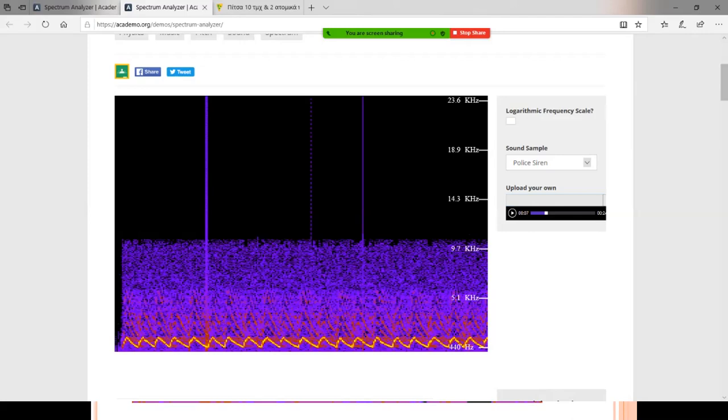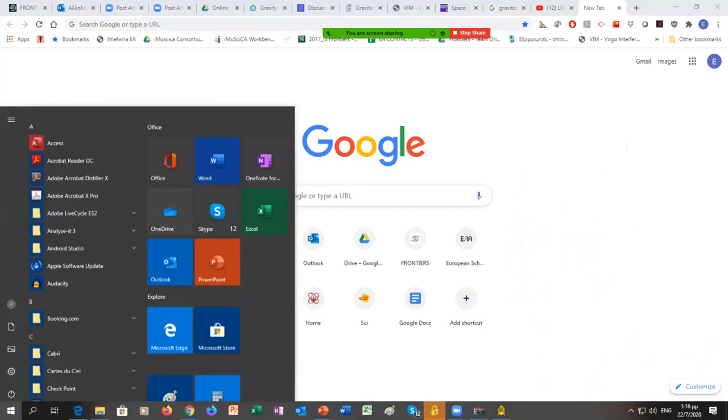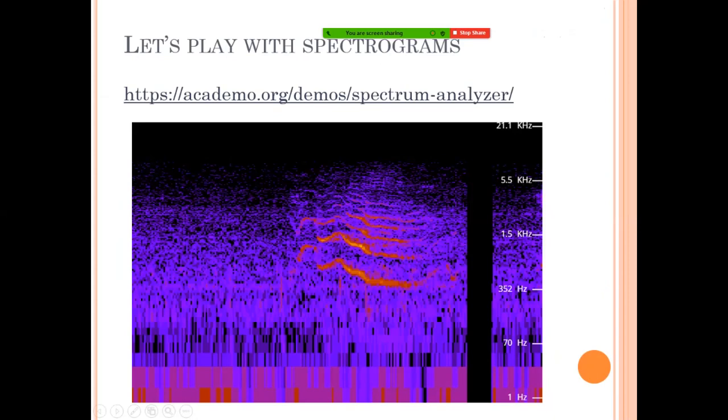I will try to go deeper a bit. Okay, I will use this tool in which we will synthesize. It's down. So, a pity. Anyway, I think that now the concept of spectrogram is pretty much understood. Are there any questions?